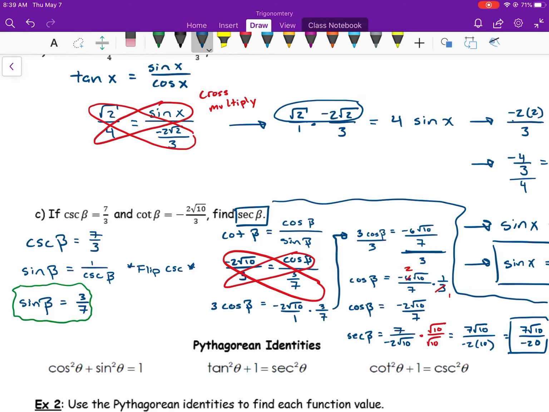Alright, so I'm going to break this section up into 3 parts. So this will be part 1, and then in a couple days we'll do part 2, and a couple days we'll do part 3.